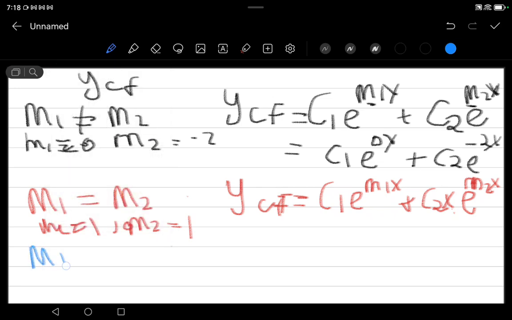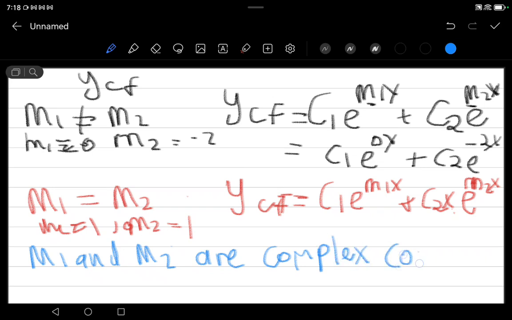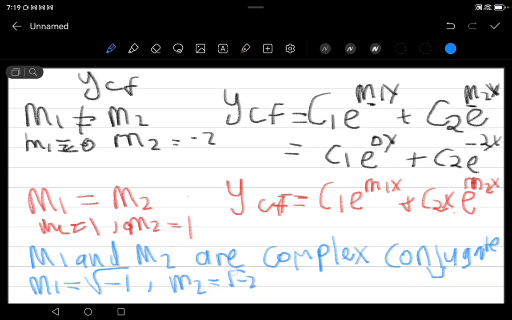Sharp. And then let's say m1 and m2 are complex conjugate. So when we're talking about complex conjugate, it's when we have a negative square root answer. Let's say we have an answer like this. We call it a complex conjugate. Let's say also our m2 is the square root of -2. I'm just making an example here.